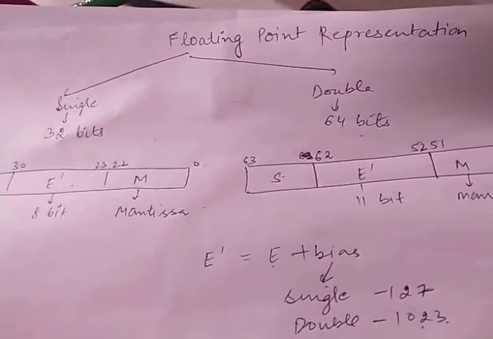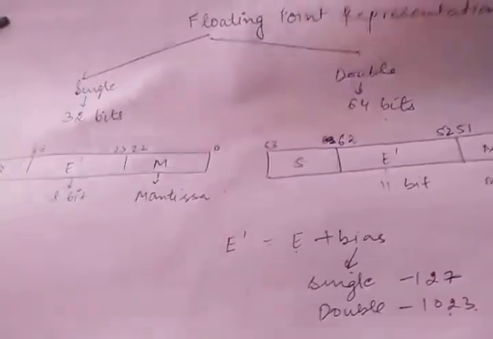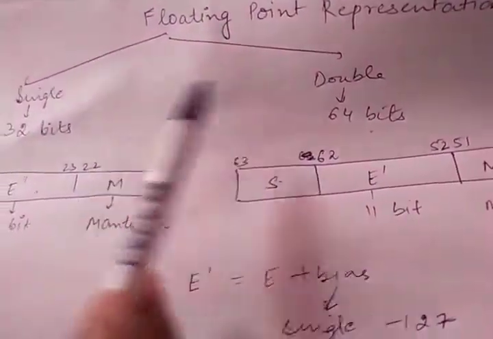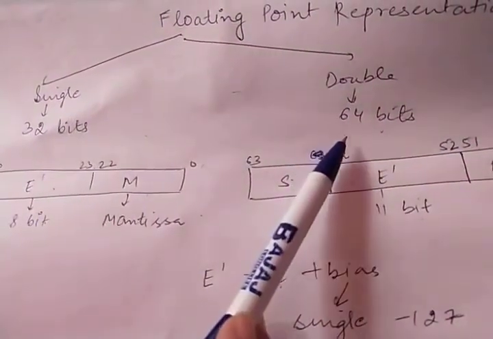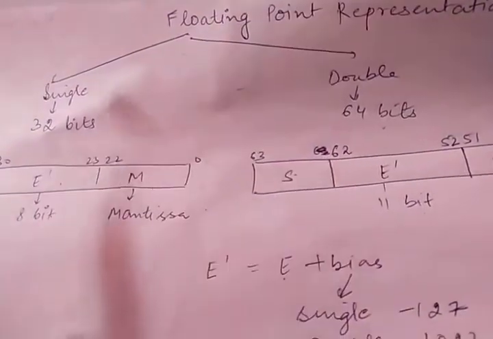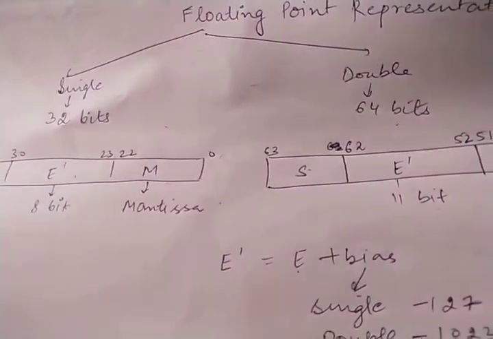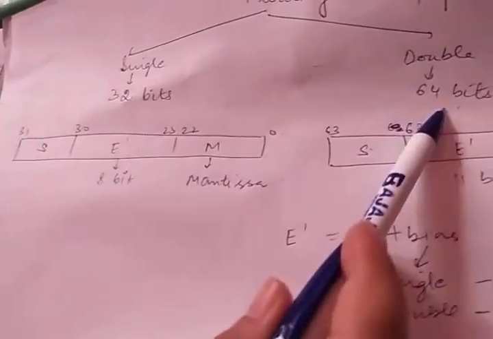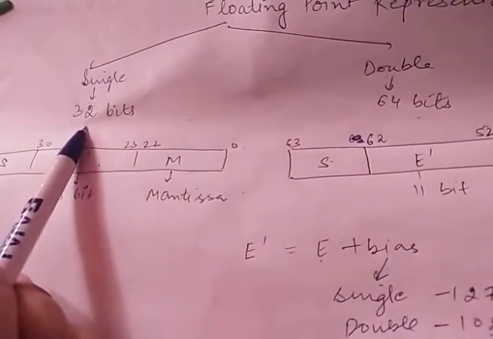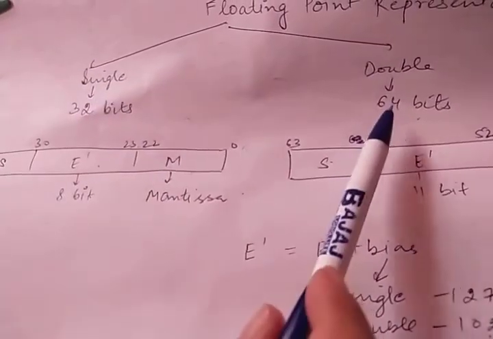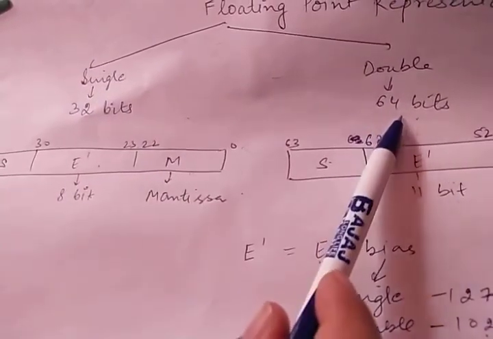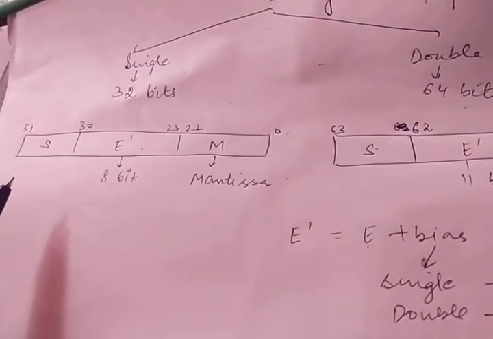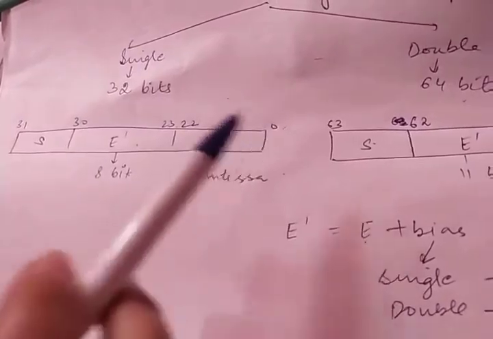So the standard for representing floating point numbers is 32-bit and 64-bit, and both these standards are developed by IEEE. Now, based on the total number of bits, the floating point numbers are either single precision or double precision. This 32-bit is known as single precision, and the 64-bit is known as double precision. This is the format for single precision, where 32 bits are there.